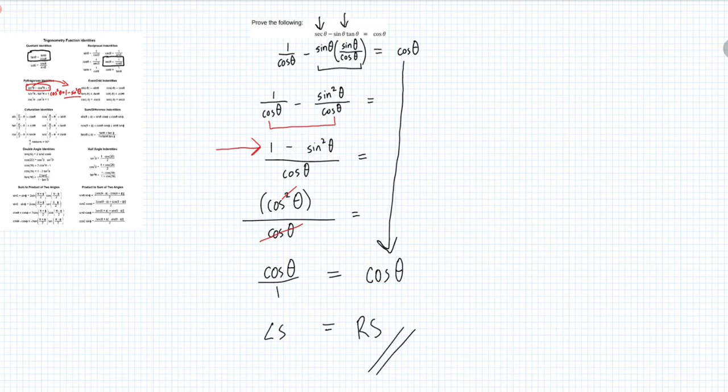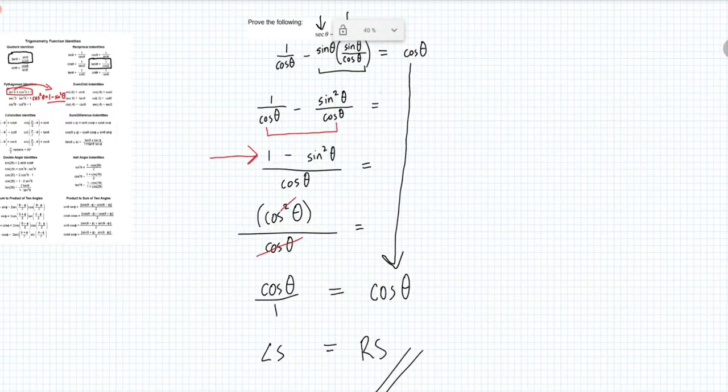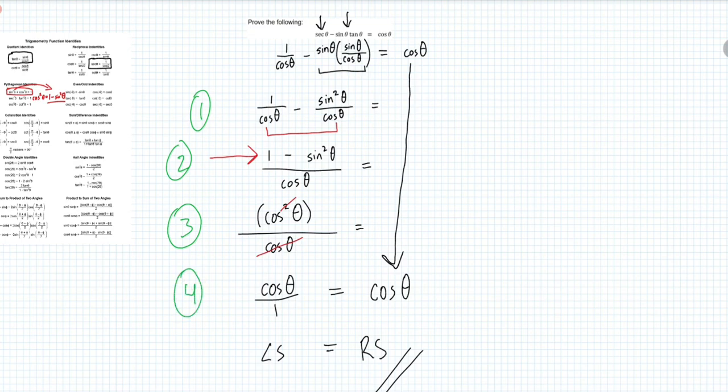That's your final answer. So to go over what we did, we first got everything in terms of sine and cosine. We then made a substitution based on our trig identity sheet. We then canceled out the numerator and the denominator to get our final answer of cosine theta is equal to cosine theta.